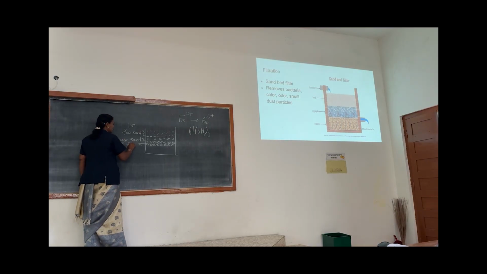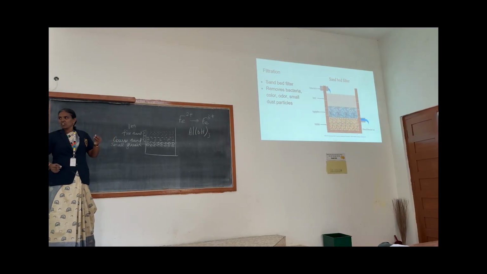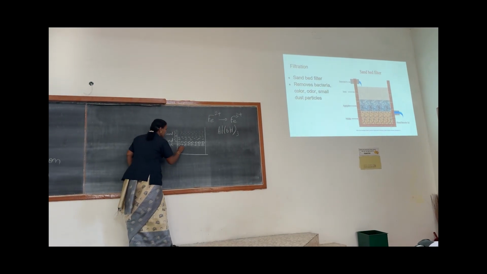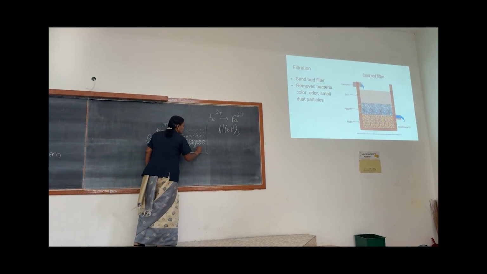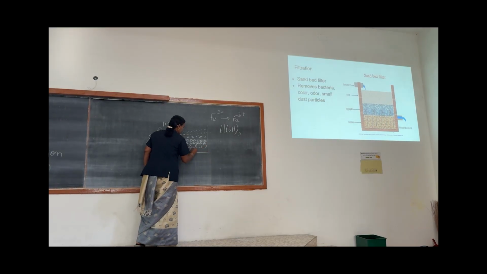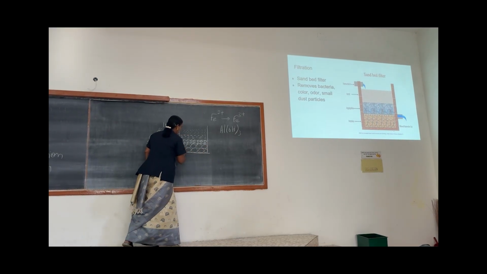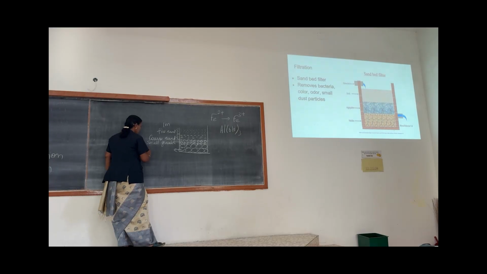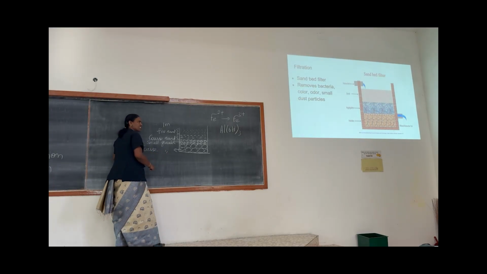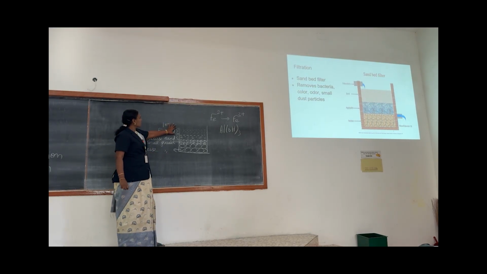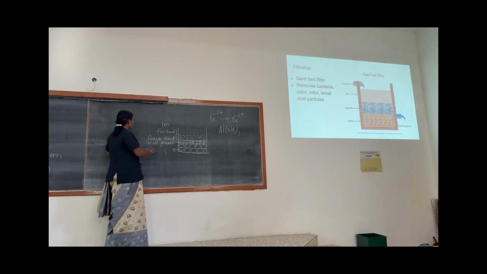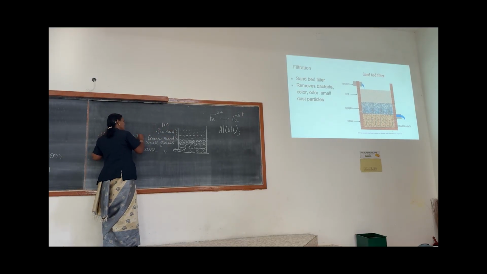What is meant by gravels? Pebbles, small stones. At the bottom we have coarse gravels, coarse meaning bigger ones. This is around 1 meter thickness. This coarse sand has to be 0.3 meter.